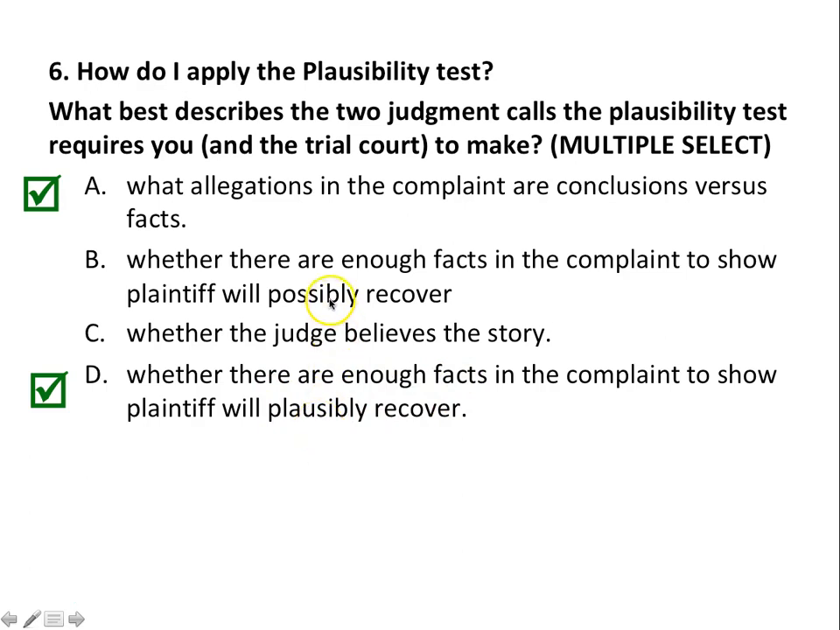Choice B is wrong because the standard is wrong. The test is not whether the plaintiff will possibly recover, rather it's a higher standard: whether there are enough facts to show the plaintiff will plausibly recover. C is incorrect because remember we're not asking if the judge believes these facts. Rather, unless the facts are truly bizarre, something we'll return to at the end, the judge must accept any concrete facts as true.